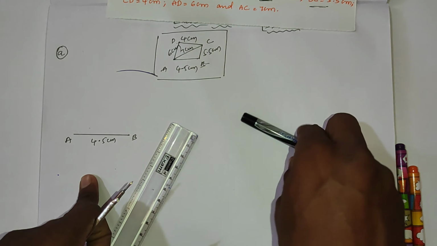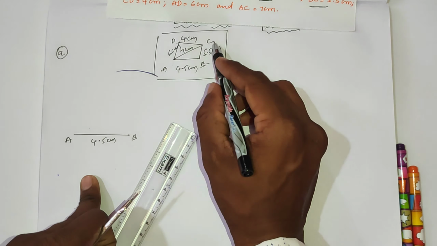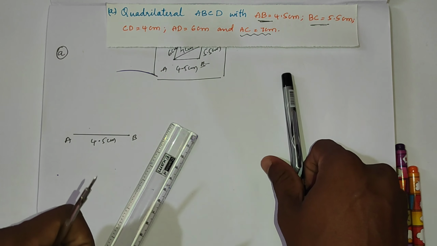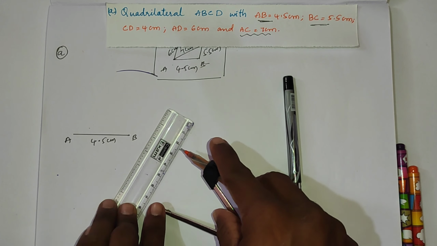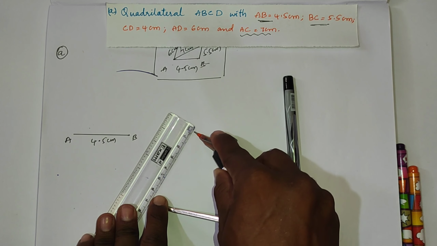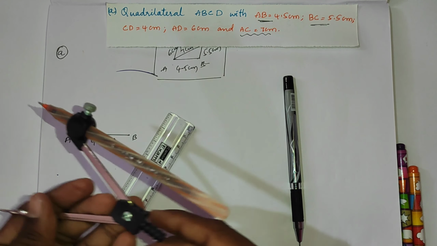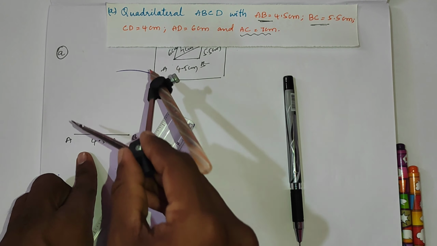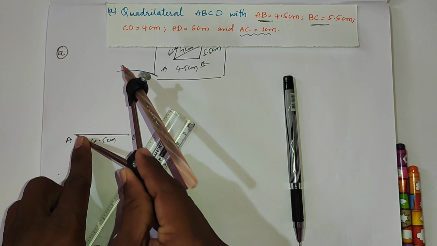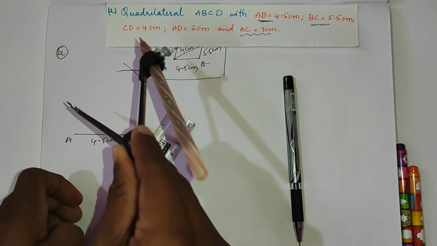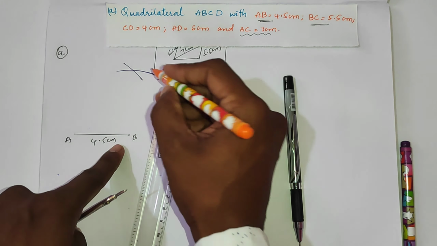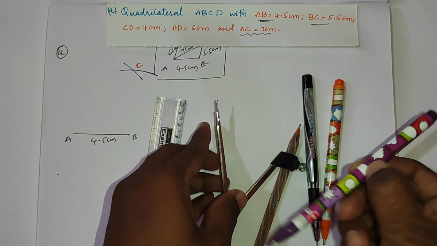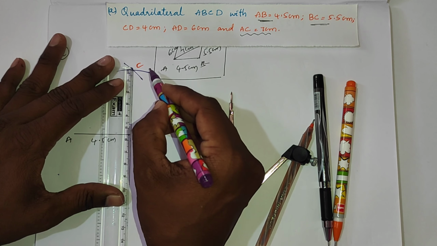Next, what is given? The diagonal. AC is the diagonal, and its length is given as 7 centimeters. So now we have to construct the diagonal AC first. Again taking 7 centimeters as the radius, and taking A as the center, we cut the previous arc. Now we got the intersecting point right here. This intersecting point is C. Now I am joining B to C and A to C.